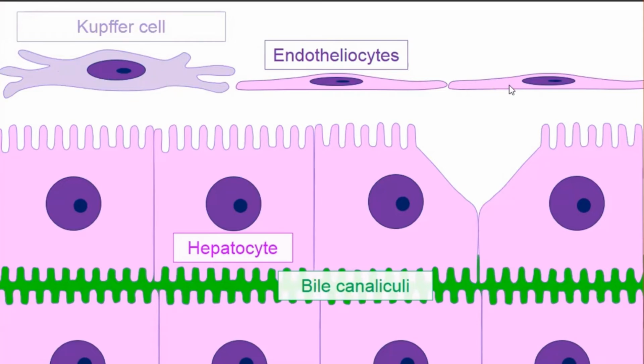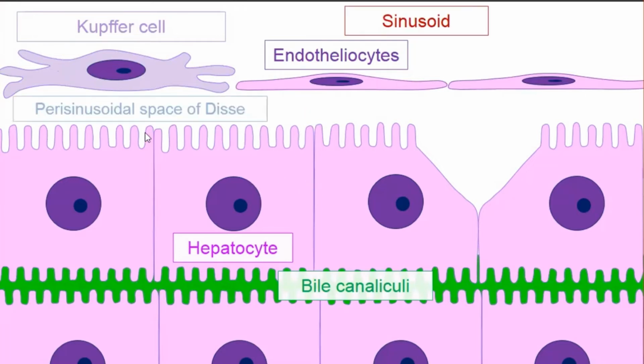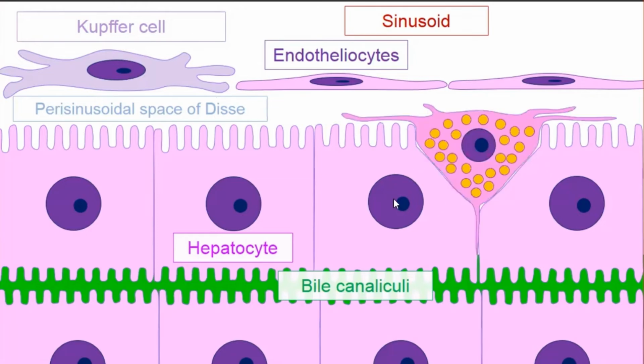Between the wall of sinusoid and hepatocytes, we have perisinusoidal space of Disse. It's lumen of sinusoid, which is filled with blood, and it's perisinusoidal space of Disse. And in this space between endothelial cells and hepatocytes, we have special cells. Here we can see this cell. It has triangular shape. It has processes which enter between hepatic cells and which enter in the space of Disse. And those cells are called Ito cells.